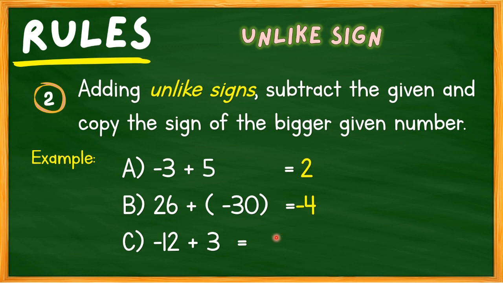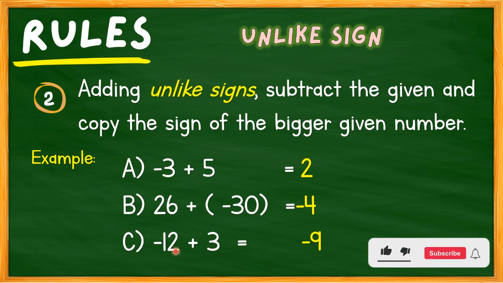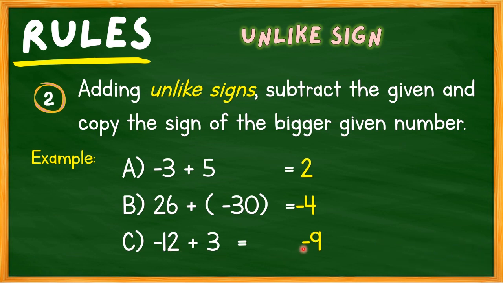Next, letter C, negative 12 plus 3. So again, negative 12 and positive 3. Unlike sign, first you subtract 12 minus 3. The answer must be 9. Then why should it be negative 9? Because the higher number or the bigger number is negative 12. The sign of negative 12 is negative, therefore the result is also negative.